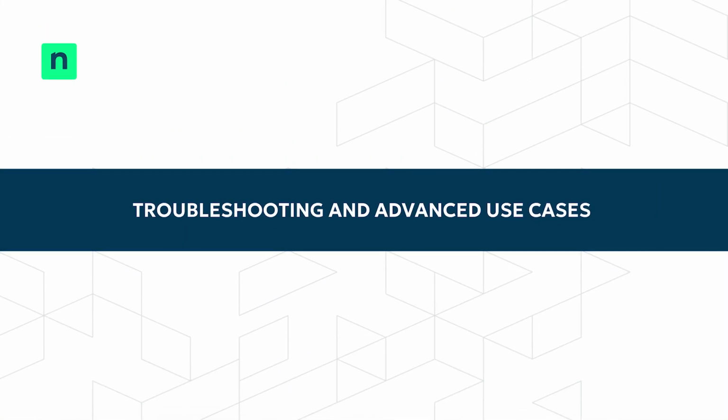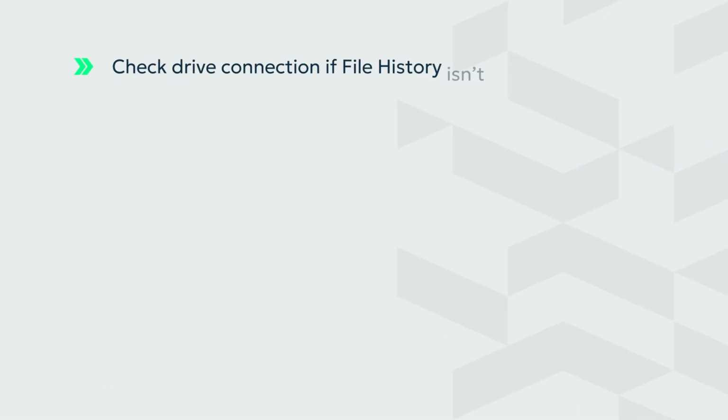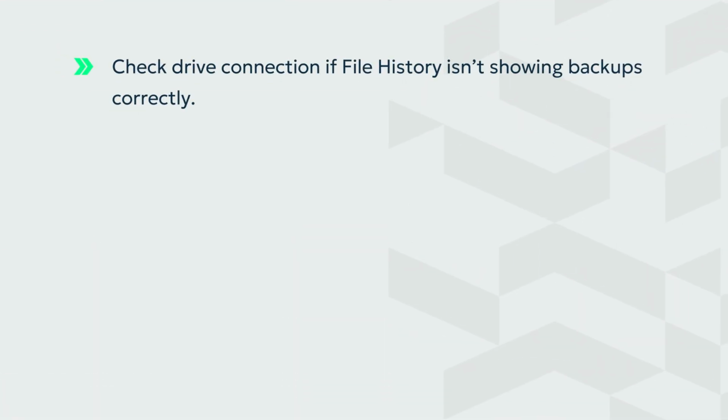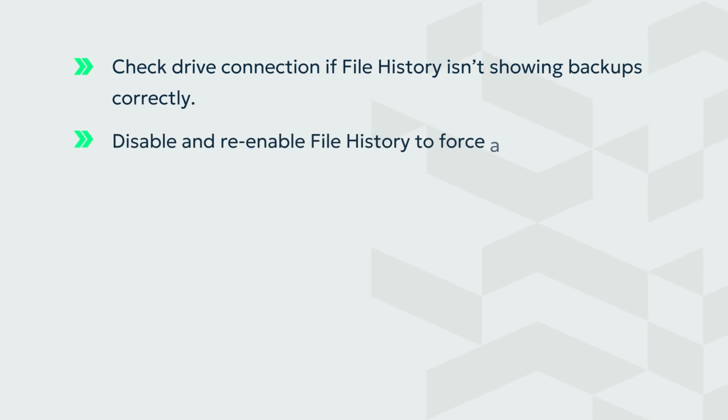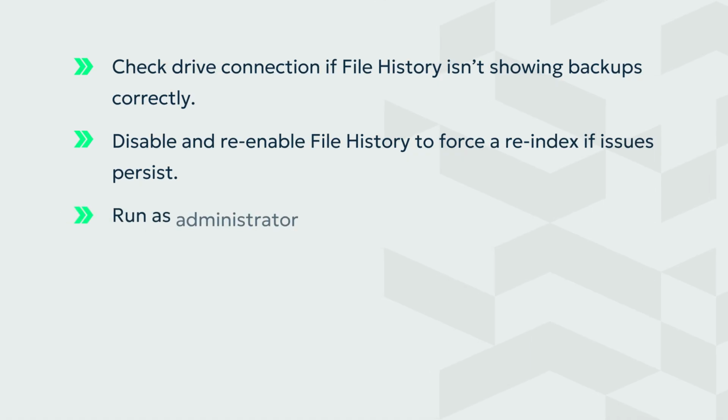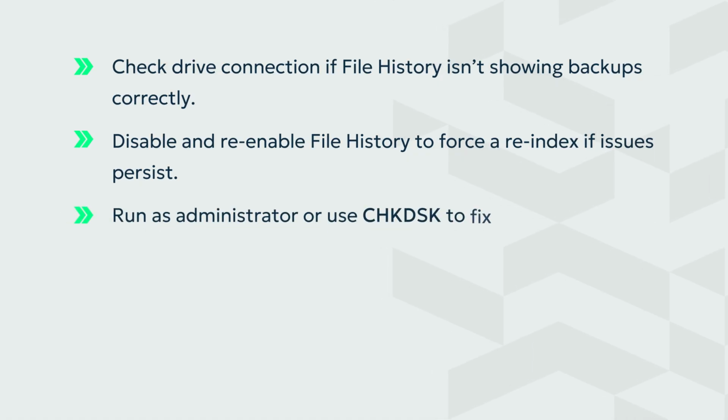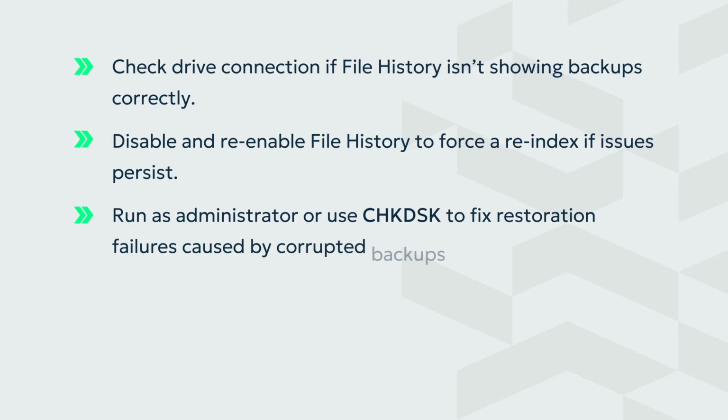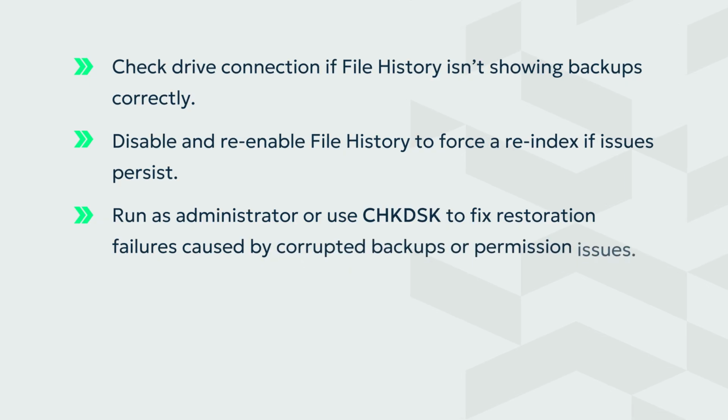Troubleshooting and advanced use cases. If File History isn't displaying backups correctly, first check your drive connection. If issues persist, try disabling and re-enabling File History to force a re-index. Restoration failures can be due to corrupted backups or permissions. Try running with administrator rights or using the CHKDSK tool.